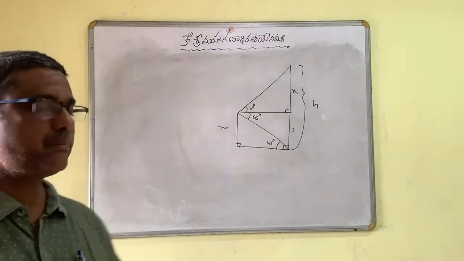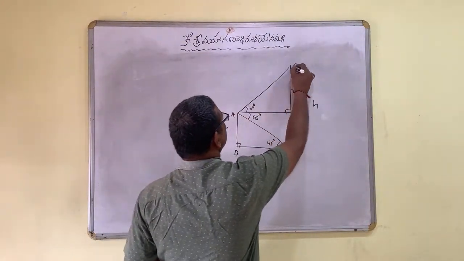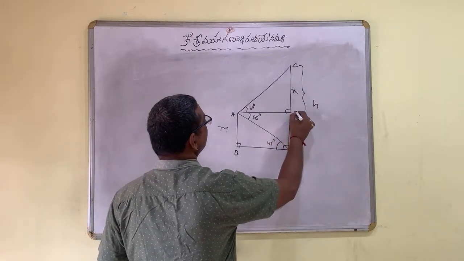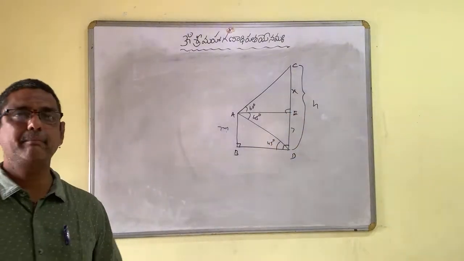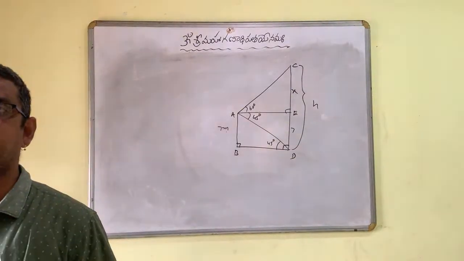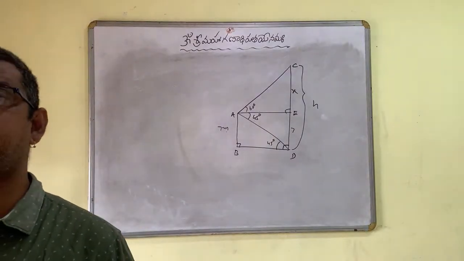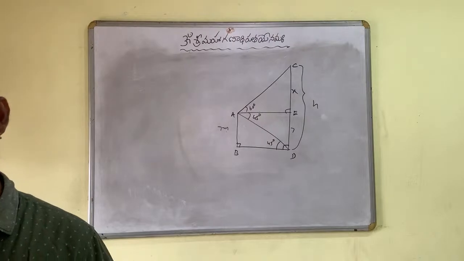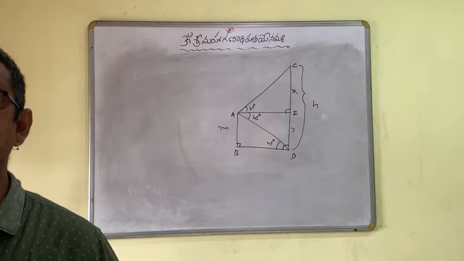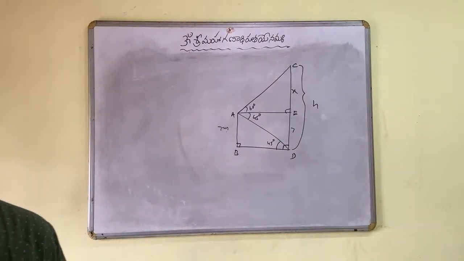AB is the 7 meters high building. CD is the cable tower. So from the top of AB, means from A, the elevation of the top of the cable tower is 60 degrees and the depression of the bottom is 45 degrees.